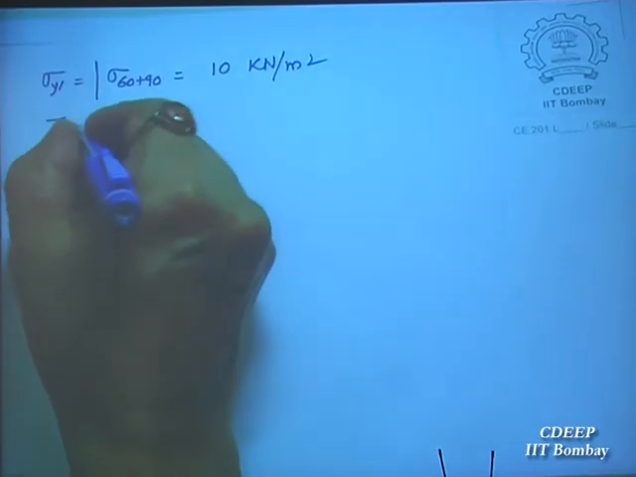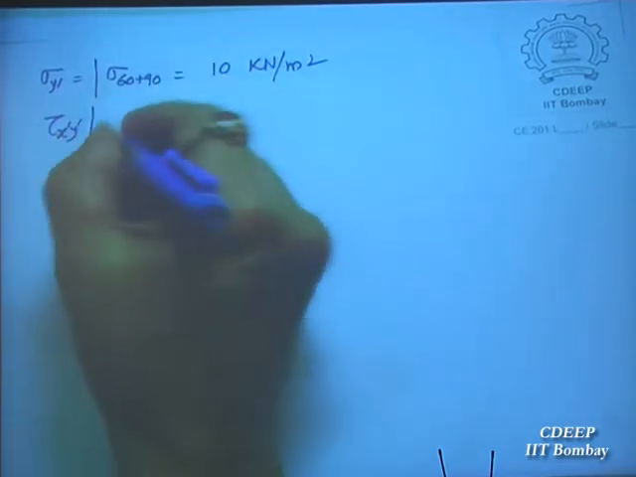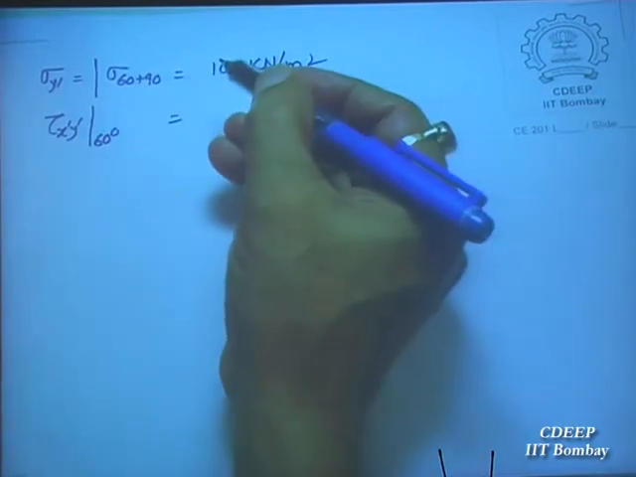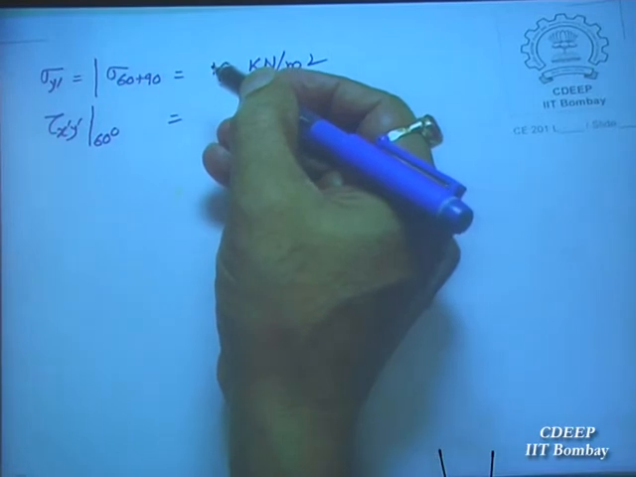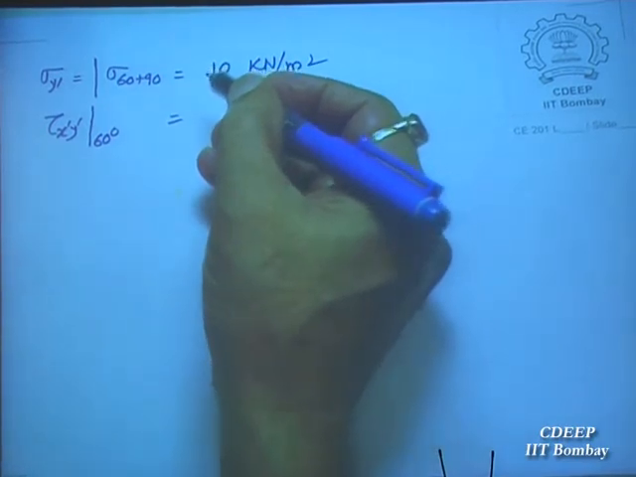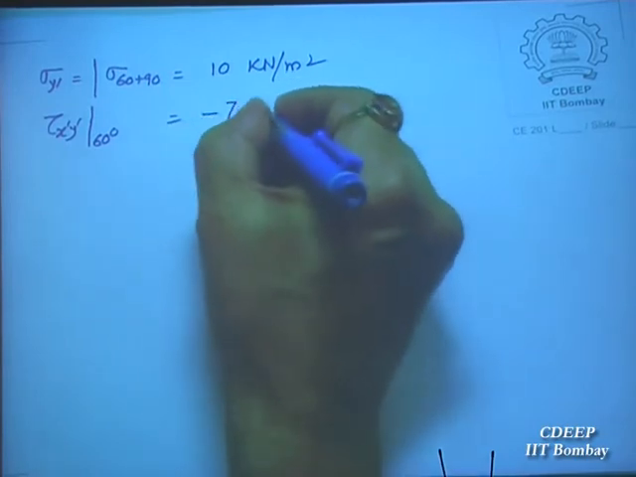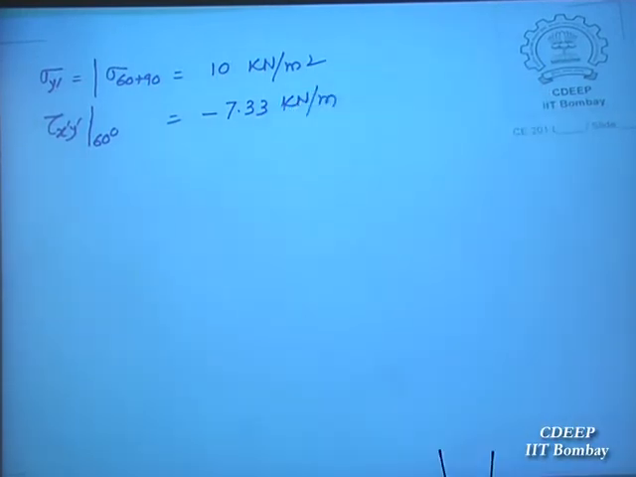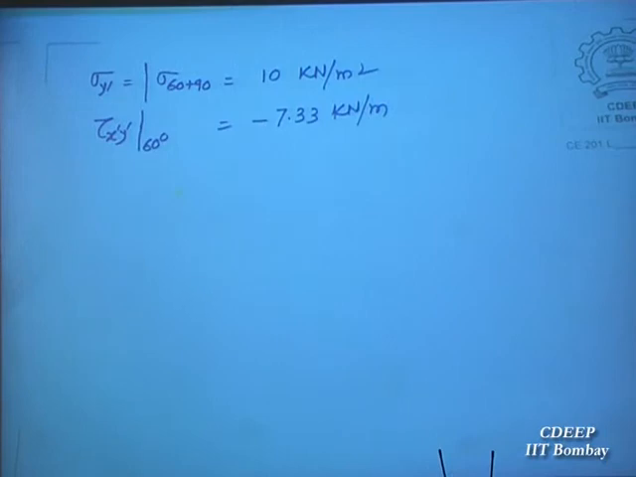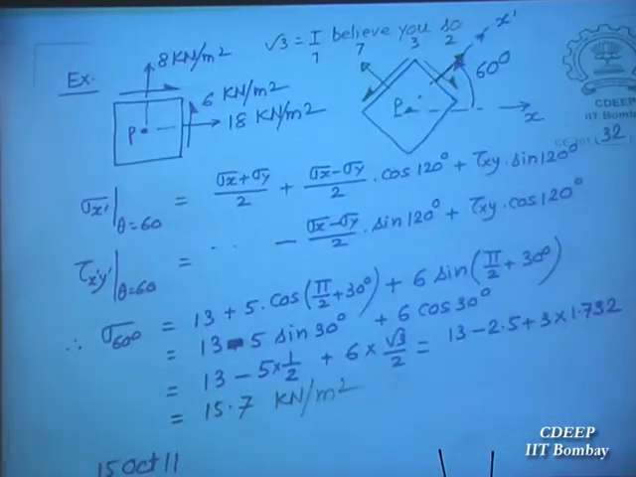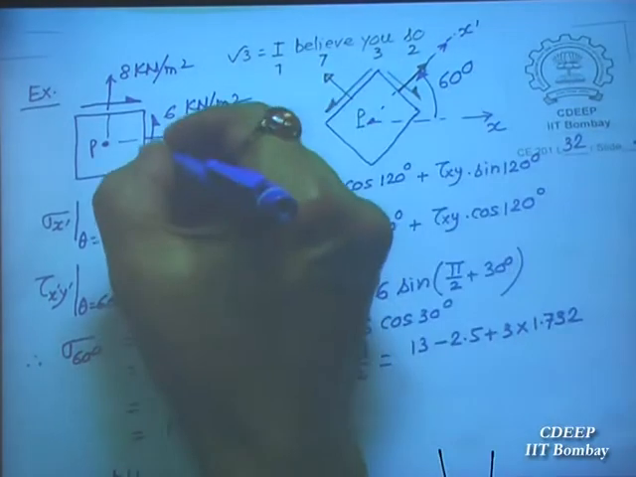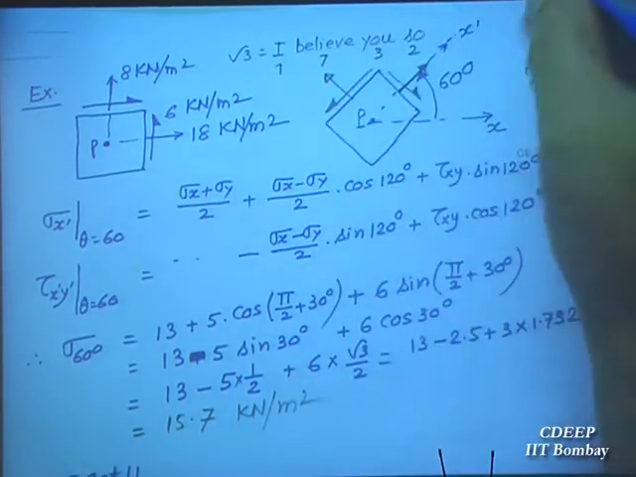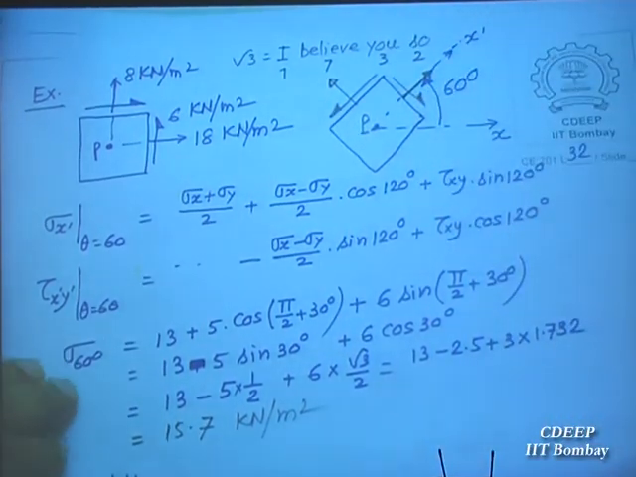Then tau x dash y dash, that is 60 degrees, that will come out to be minus 7.3. Very good. And that is why I have drawn that element on the previous. See, I had shown the direction. So see, here it is this direction, positive. Here it becomes minus. So sign has to be shown.